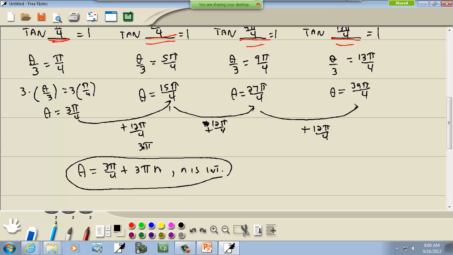Because if n is 1, then that's 3 pi. Here, going from this one to our third one, we'd add 6 pi, because this is 3 pi and this is 3 pi, so that'd be 6 pi. So if we put 2 in here, 2 times 3 pi gives us 6 pi. So those will be our answers.